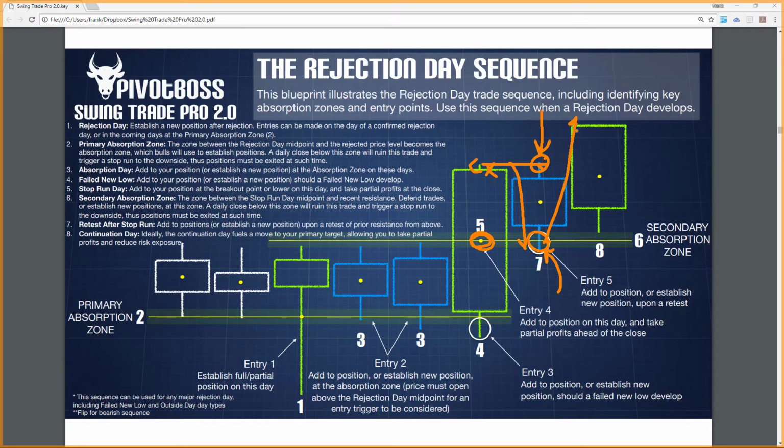Now keep in mind, just because you have all of these various entry points, an entry point here, here, and here, maybe there, maybe here, all of those areas provide entry points to add to your position along the way. Just because there are all those entry points doesn't mean you have to use every single one of them. I usually will use about 1 to 3 of those.